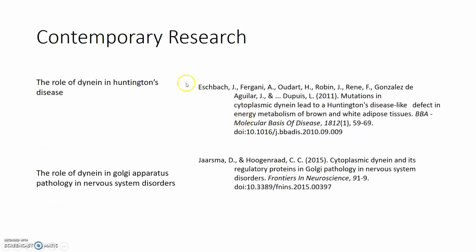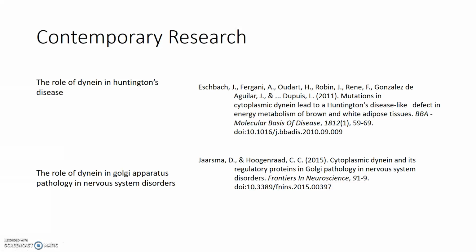So, some important contemporary research on the topic of molecular motors. I found that dynein in particular is very important in neurological disorders. The first paper I looked at examines the role of dynein in Huntington's disease. Now the authors of this paper claim that dynein is regulated by a protein called huntingtin, which is mutated in Huntington's disease.